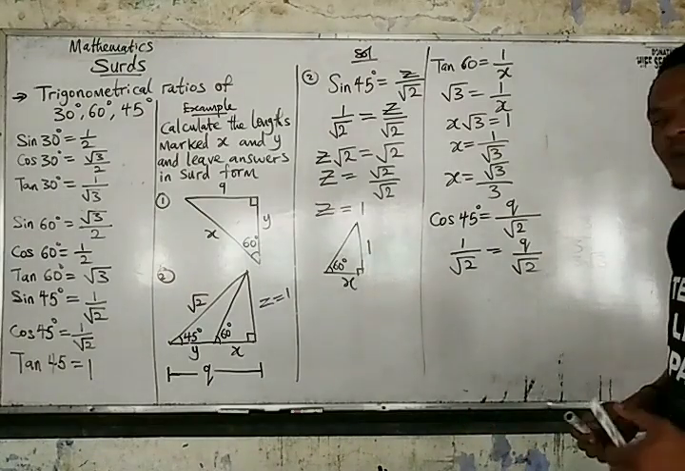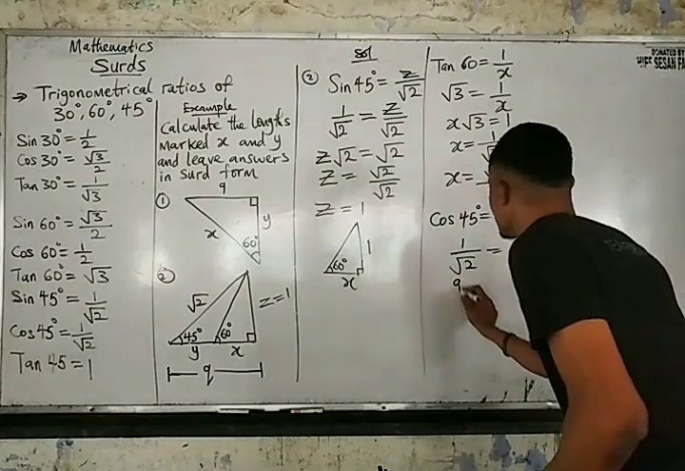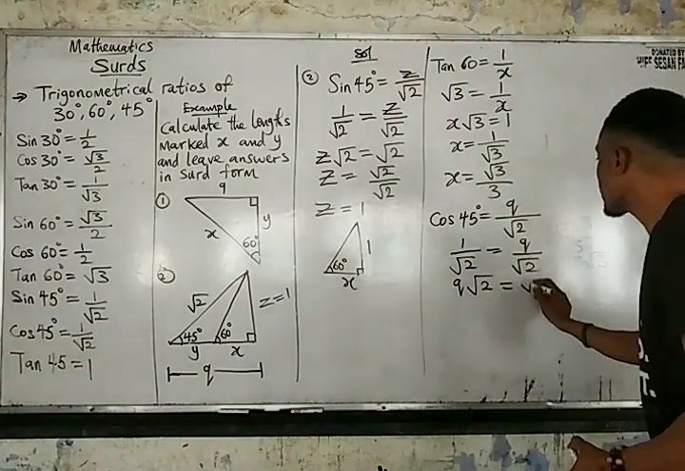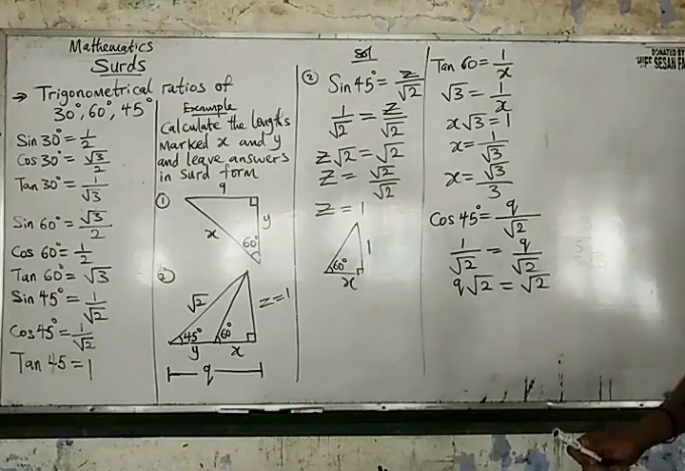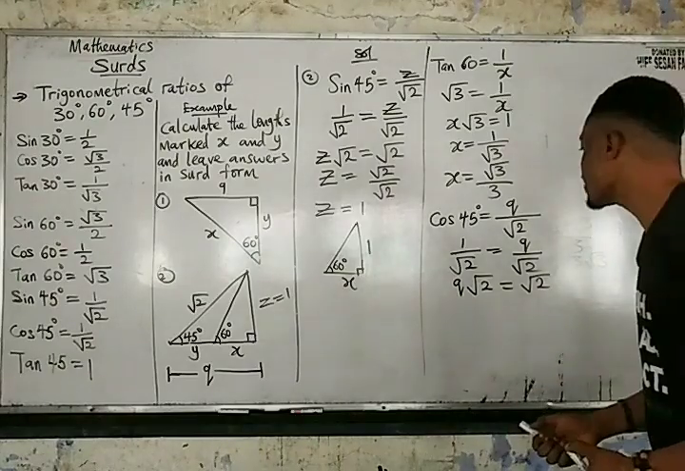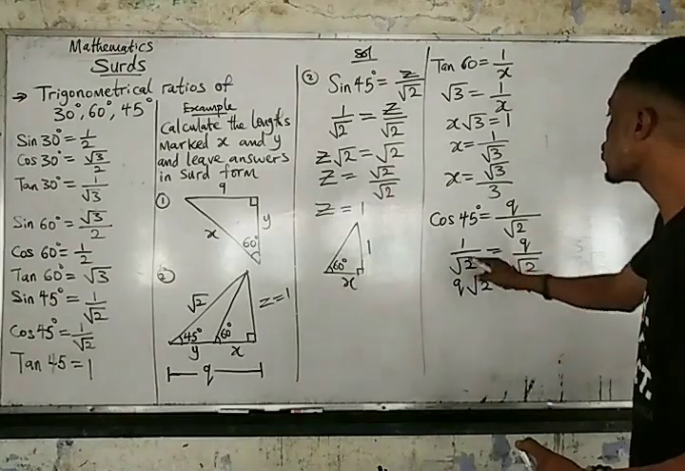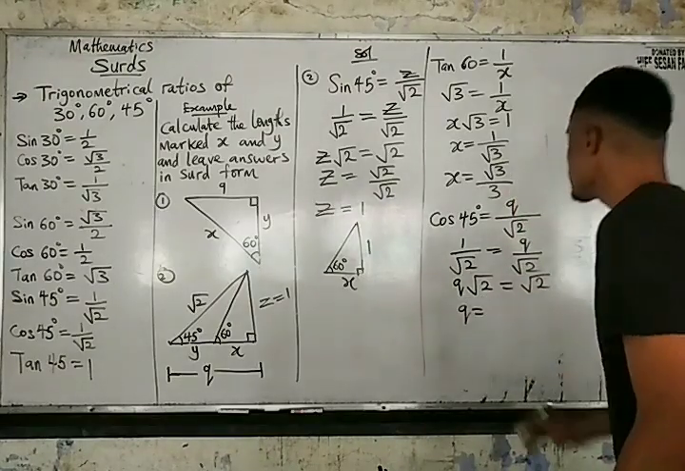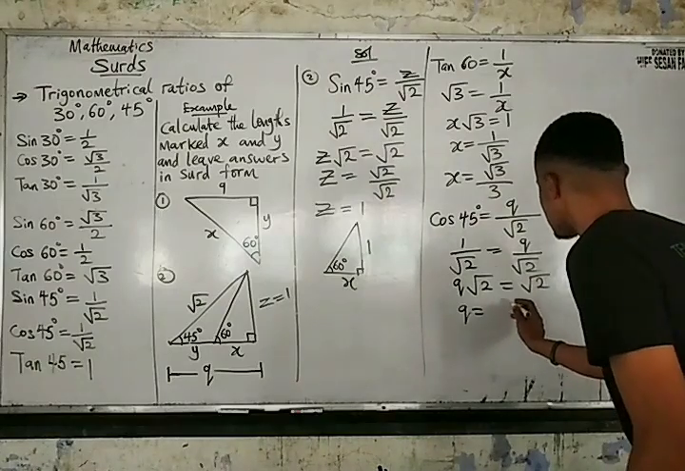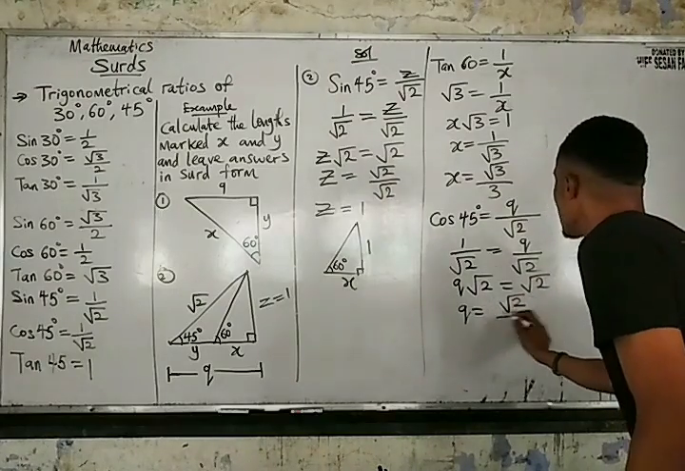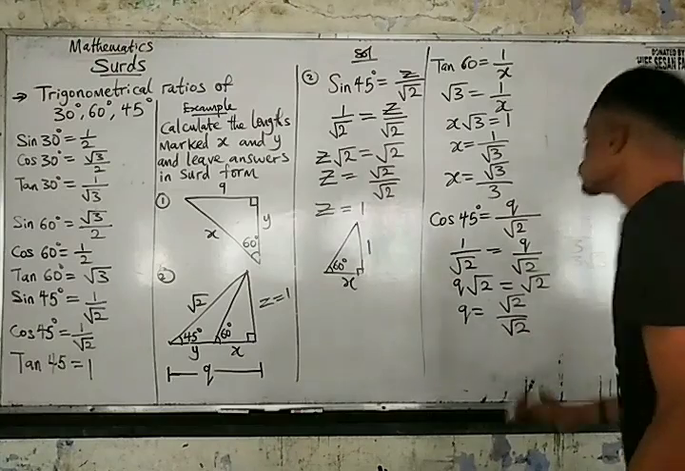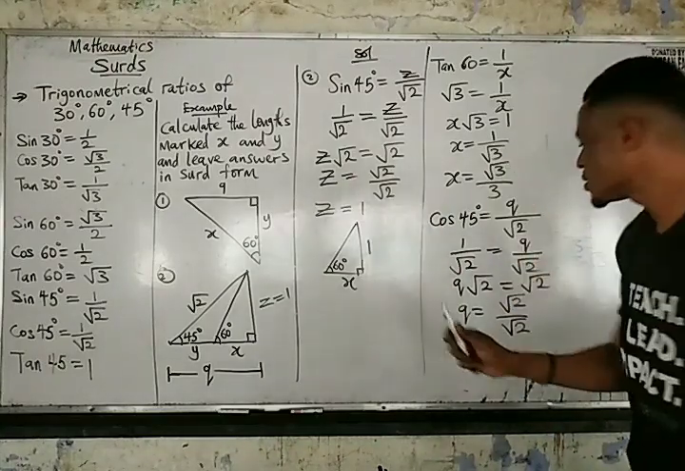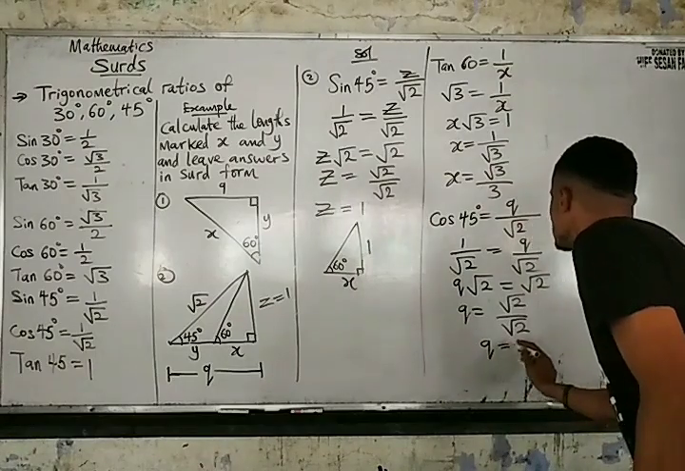So by the time we cross multiply here, we have q root 2 equal to 1 multiplied by root 2. We have root 2 again. So moving further from here, we are trying to know what our q will be. So q is going to be equal to root 2 all over root 2, and root 2 over root 2 will give us 1. So it means our q is equal to 1.